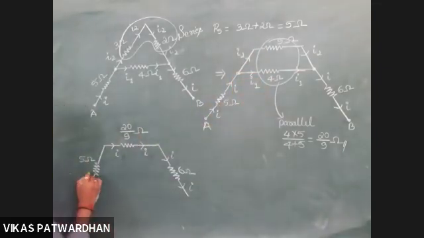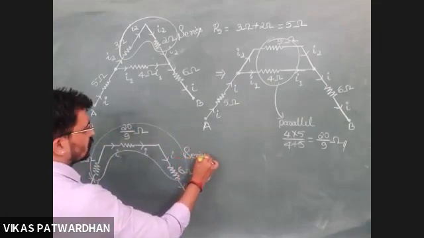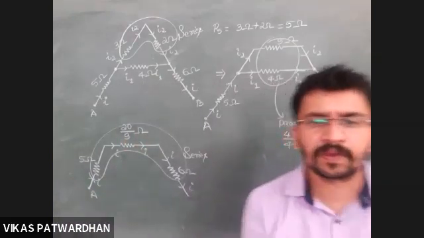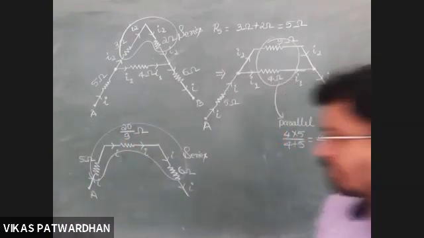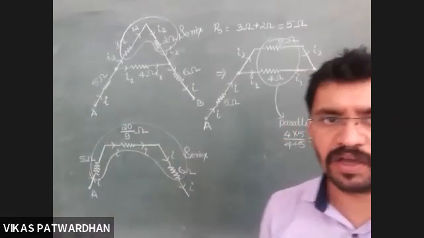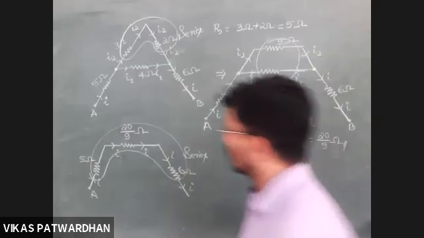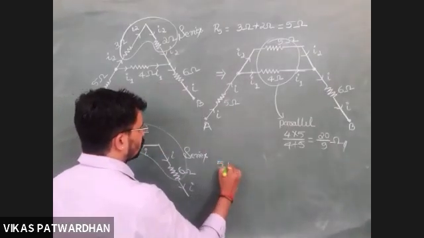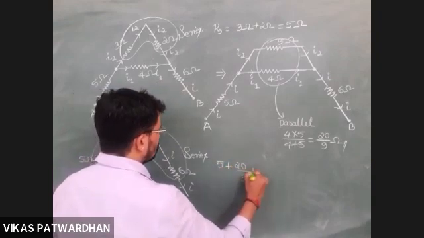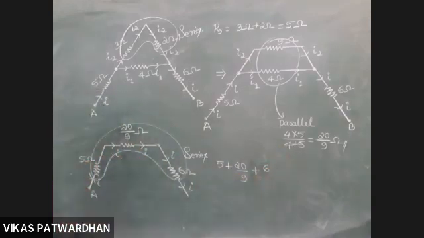Again, how are these three connected? These three are in series. Do you agree with this? Yes. If three are in series, what is the effective resistance? Effective resistance is 5 plus 20 by 9 plus 6. What is the answer? How much? Fast, quick.